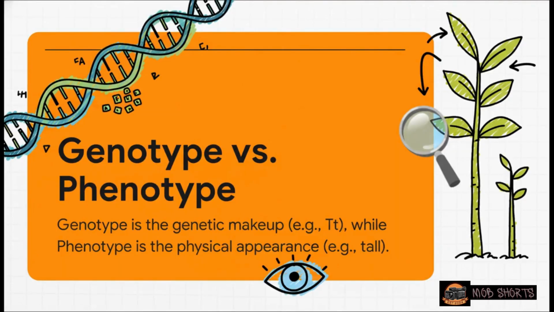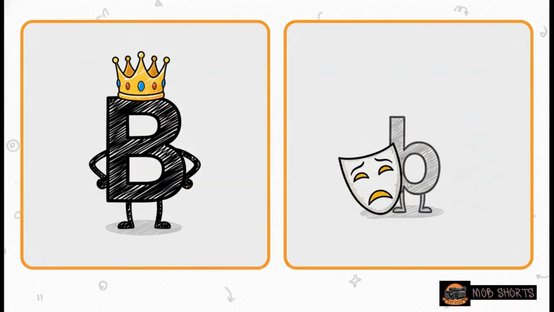This one's super important, so listen up. Genotype is the actual genetic code, the letters, like a big T and a little t. The phenotype is the physical thing you actually see, like the tall plant. Here's the trick. Genotype is the genes, and phenotype is the physical appearance. Easy, right? And boom. This brings us to the main event, complete dominance.